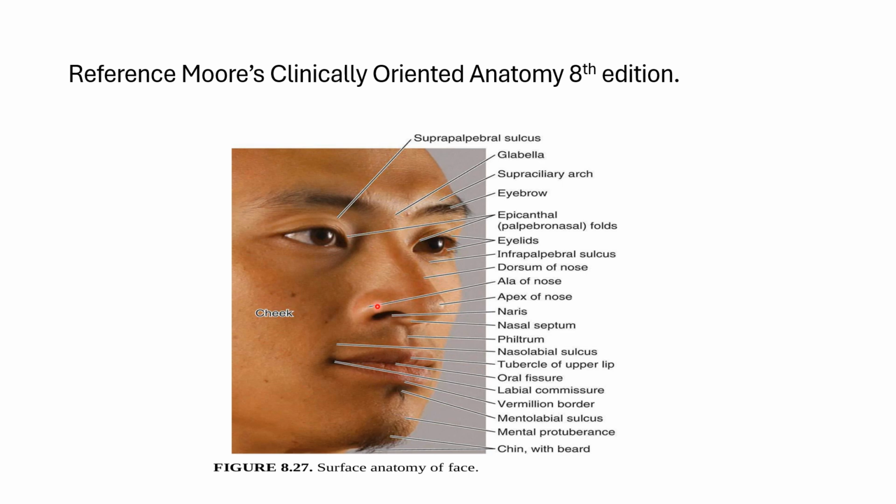Like this is the ala of the nose. This is the apex of the nose. This is the nares. You should know which is the oral cavity. This is the upper lip. Yes, this is the philtrum. These are the cheeks. So like that, surface anatomy of the face.